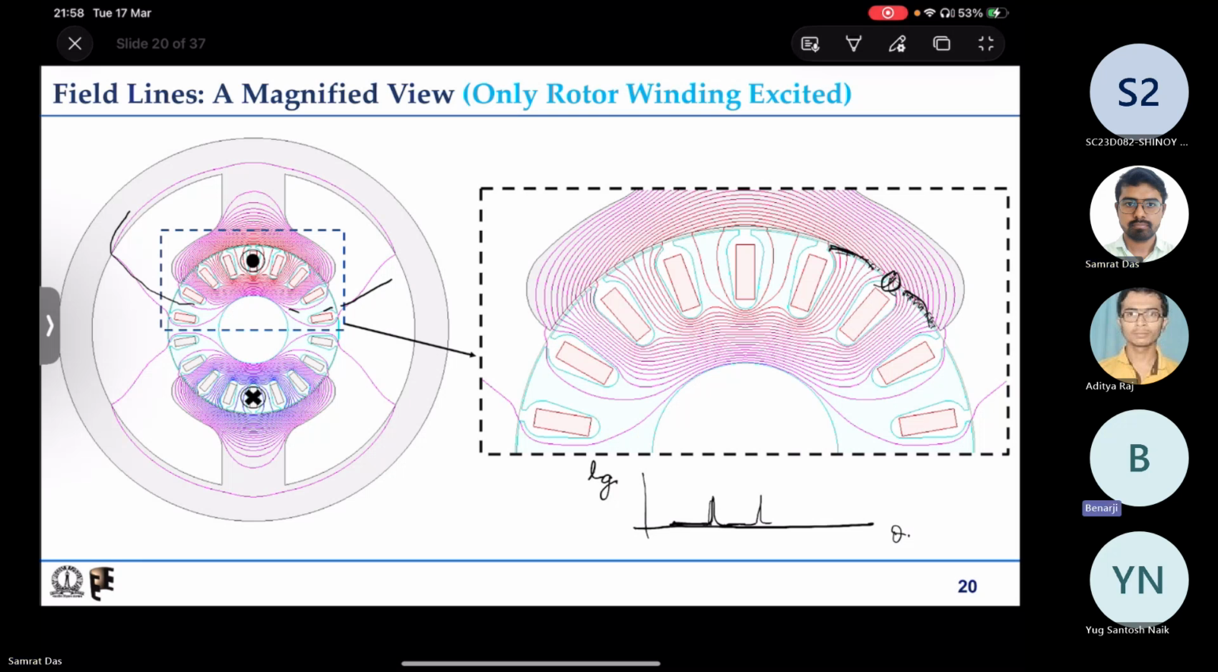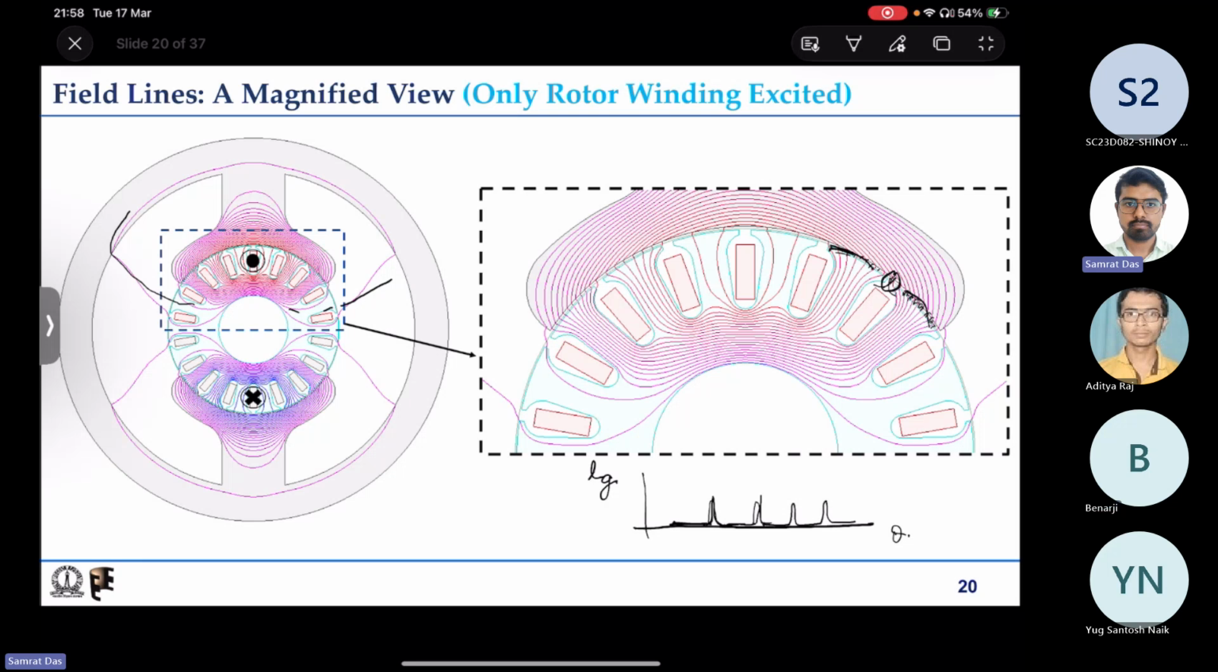Sir, I have a doubt. Hello. Yes, go on. Sir, at teeth it is the path through which the flux line is going, right? In the air gap, yes. But at the slot opening, as per the diagram, there is no flux line flowing. Correct. Then how can we take the length of the air gap there?